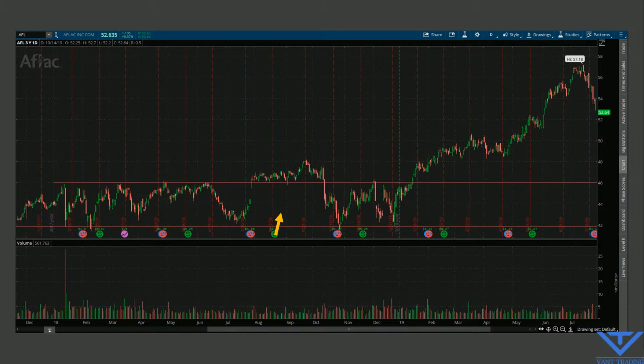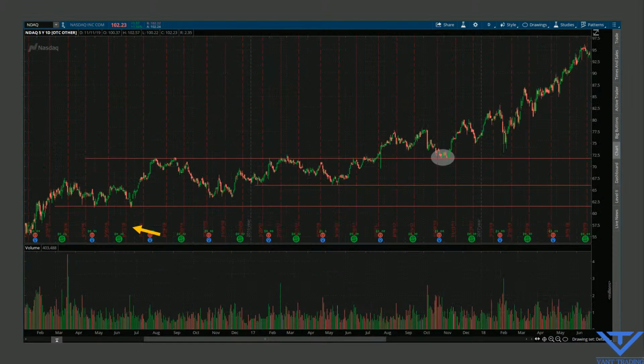I'm not saying you would have held the whole way. I'm just giving you an example here. So, great example of that working. Now let's look at NDAQ. This is NASDAQ. This is not the Qs. This is the company NASDAQ.